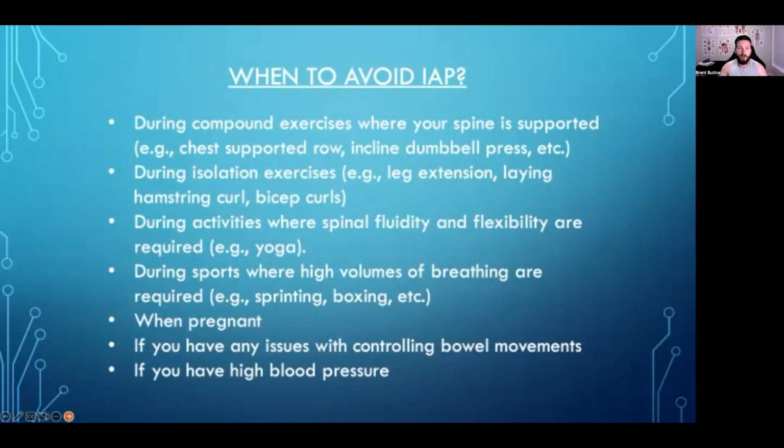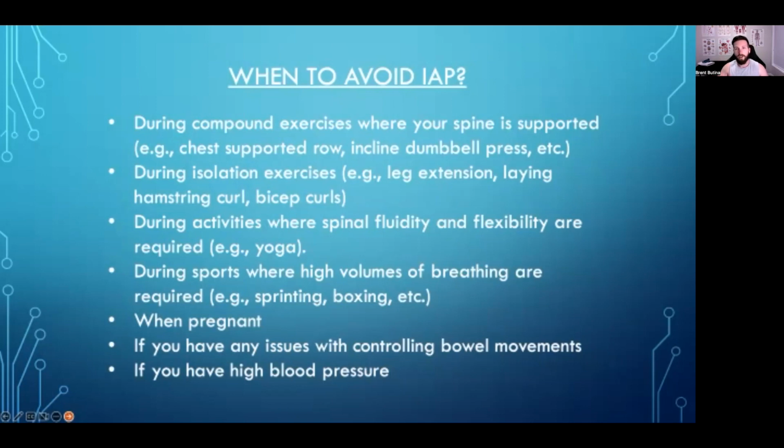If you have any issues controlling bowel movements, please let Ben know. But intra-abdominal pressure is definitely a contraindication in this circumstance. We don't want to increase pressure in someone who has incontinence and is unable to control their bowel movements, because this will lead to flatulence, it'll lead to urination, and it may lead to actual defecation as well. So actually going to the bathroom. So if you struggle with anything like that, please let Ben know. We can make modifications to your program to avoid that. But yes, for you guys, intra-abdominal pressure is not a good idea.